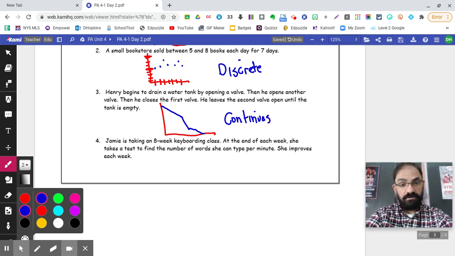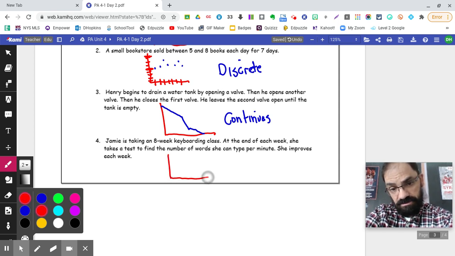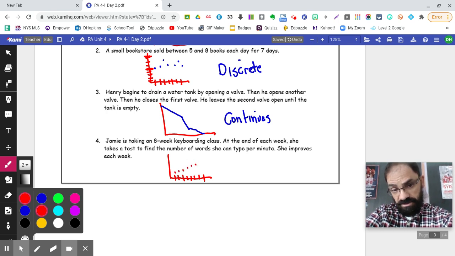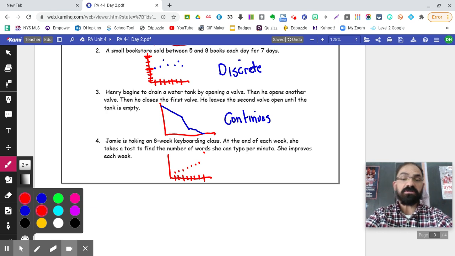Number 4. Jamie has taken an 8-week keyboarding class. At the end of each week, she takes a test. All right, 8 weeks. 1, 2, 3, 4, 5, 6, 7, 8. She takes a test to find the number of words she can type per minute. She improves each week. So all I need to know is that she improves each week. It could be just increasing slightly or drastically, as long as it's going up as we read from left to right. And again, words are counted in whole numbers, so that is discrete.